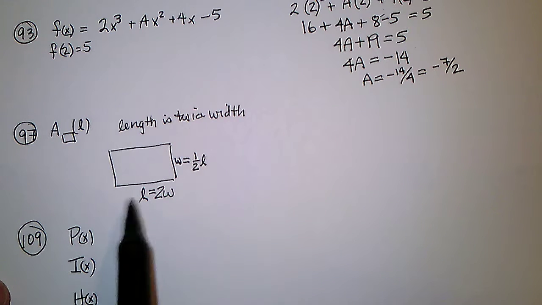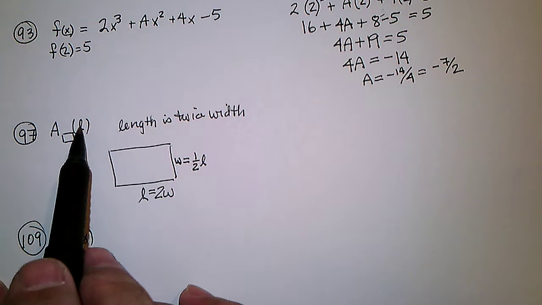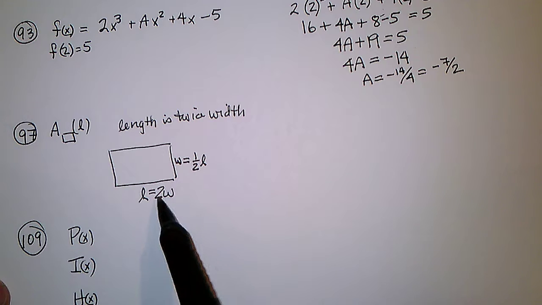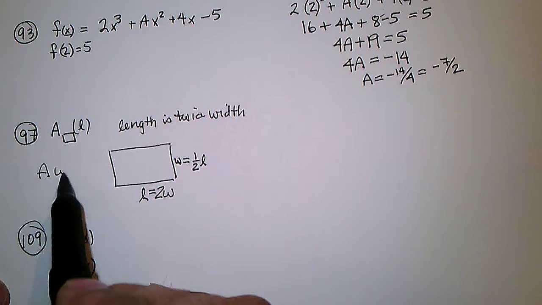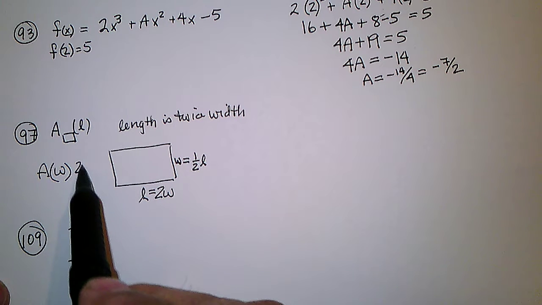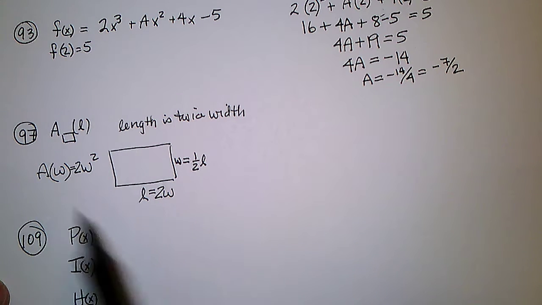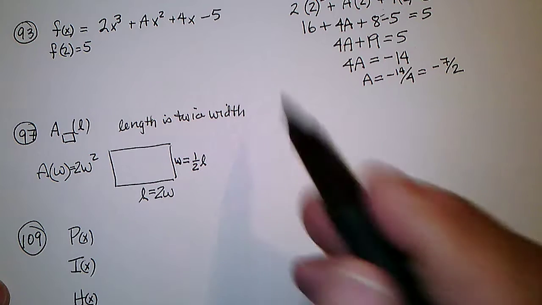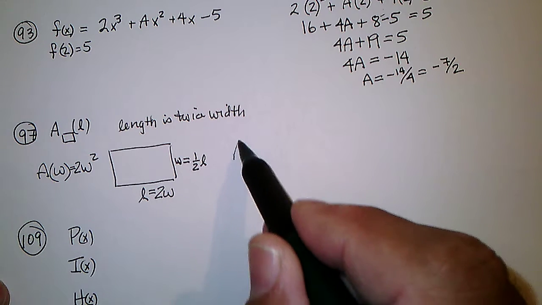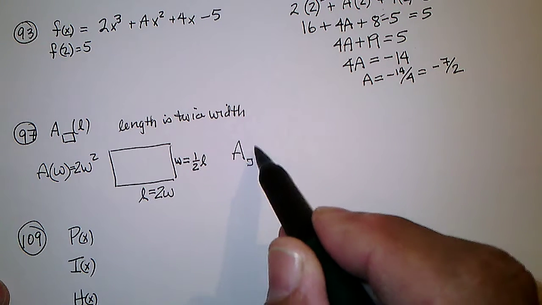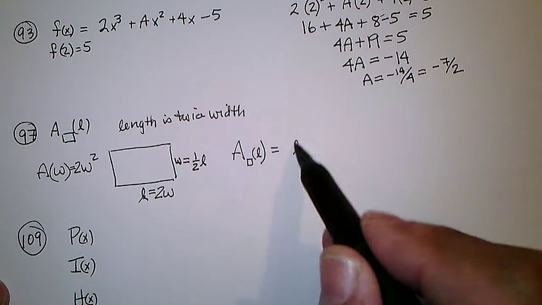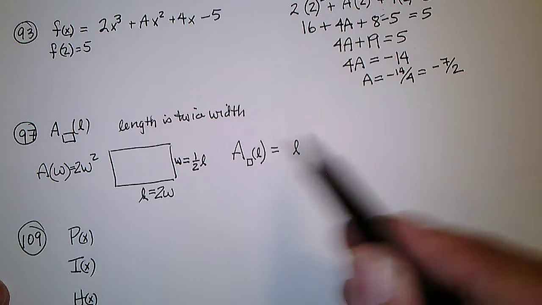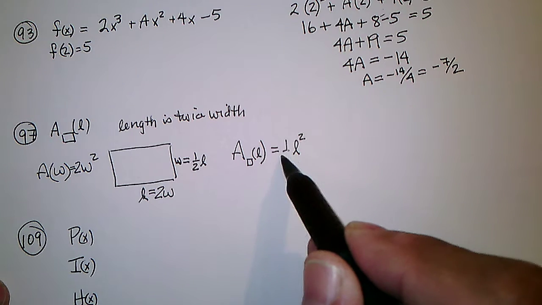Now the area would be just length times width, but that wouldn't be a function in just L. If we did it in w, it'd be 2w times w, which would be the area as a function of w, 2w squared. But they want it in terms of L. So our correct answer for this one, the area of this rectangle in terms of L, would be L times half L. So that makes a square and a half.